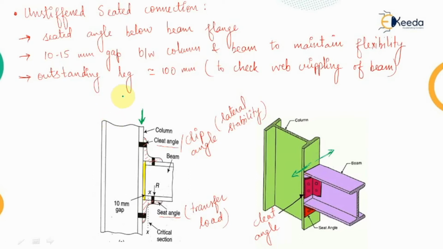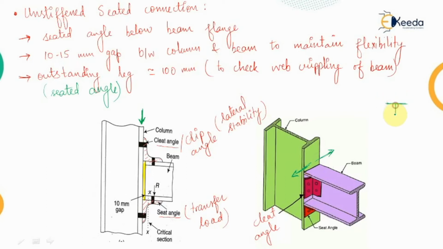Now the outstanding leg of the seat angle, because in the design of the unstiffened seated connection we will be looking at the design process for this seated angle. So the outstanding leg of this seated angle is to be designed. For design purposes we need to check the outstanding leg as well as the connected leg, what the thicknesses will be and what length has to be provided. The outstanding leg is generally taken as 100 mm, so that it is sufficient to check the web crippling of the beam. And what is this web crippling that we have seen in the case of beam sections?